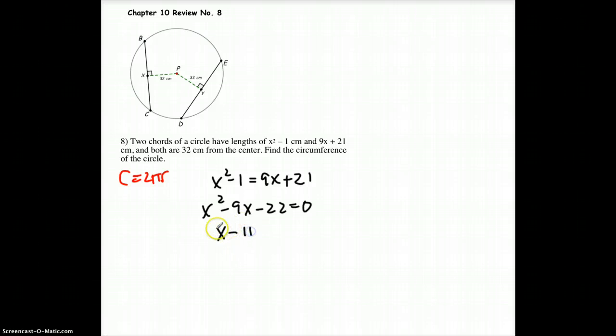It's 11 and 2 give you 22. And then in order to leave it negative 9x, you leave the negative 11 negative, and you turn this one positive. You get two solutions, 11 and negative 2. Okay. Now, these are not the lengths of the chords.